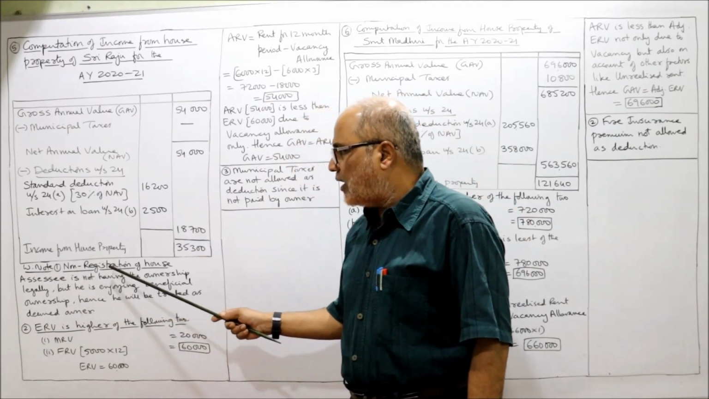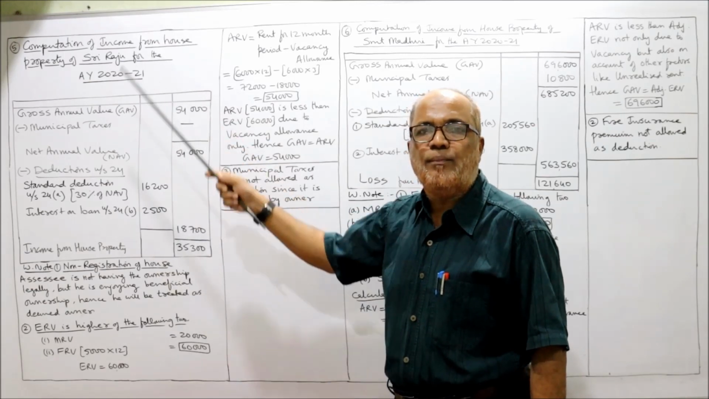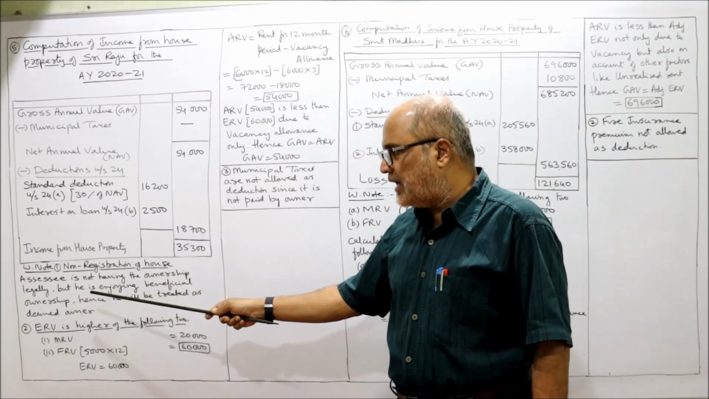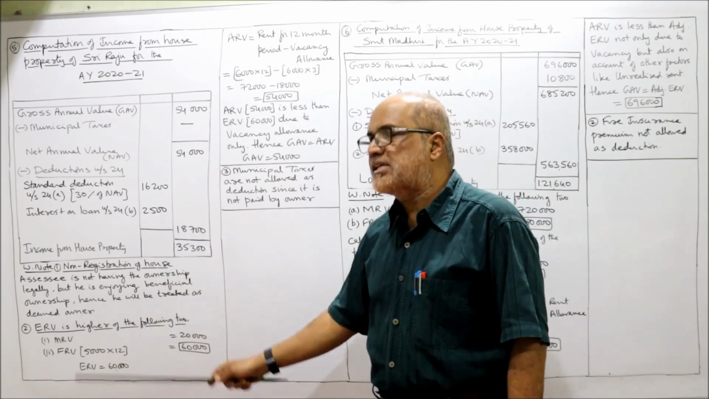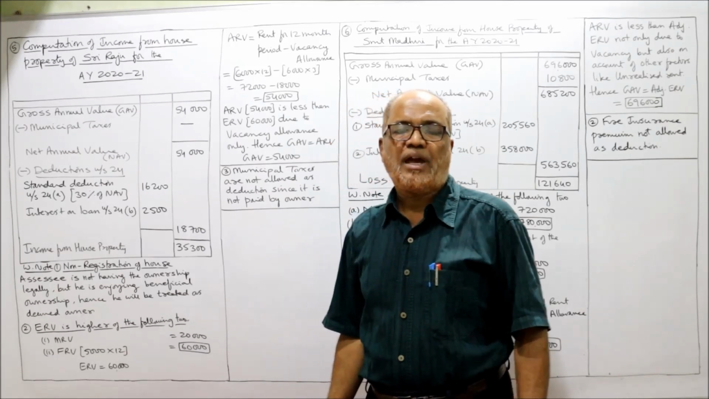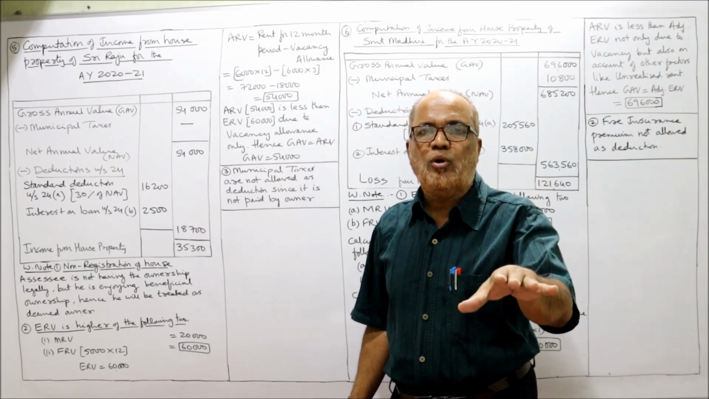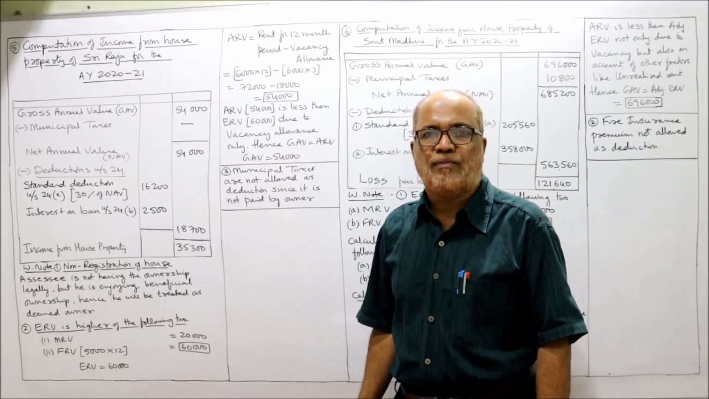Working note number 1, non-registration of house. The house is not yet registered in the name of the owner, Sri Raju. He does not have the ownership legally, but he is enjoying the beneficial ownership. Hence, he will be treated as a deemed owner. According to the provisions of the Income Tax Act, he will be treated as a deemed owner, just like an owner, and he is liable to pay tax on the income from house property.